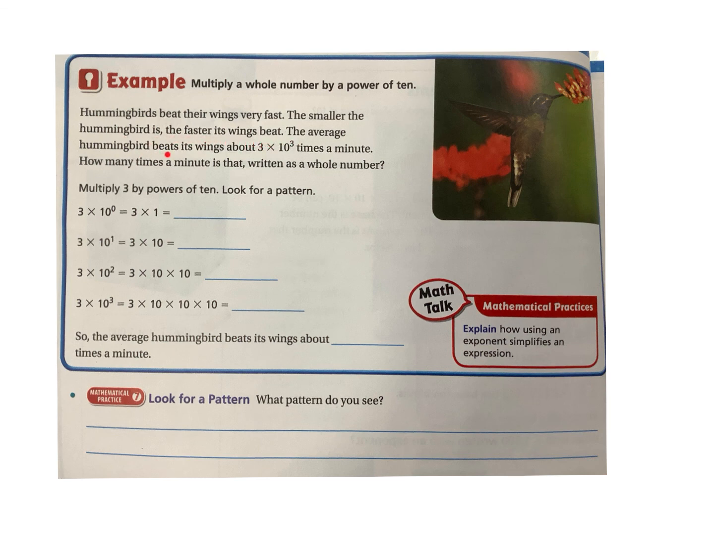The average hummingbird beats its wings about 3 times 10 to the third times a minute. How many times a minute is that written as a whole number? So if we multiply 3 times the powers of 10, let's look for a pattern. If I do 3 times 10 to the 0, remember 10 to the 0 is 1. 3 times 1 is 3.